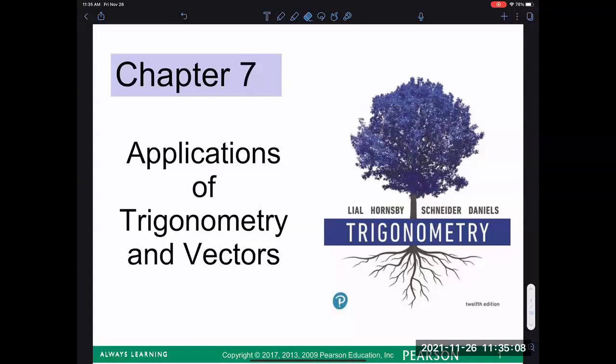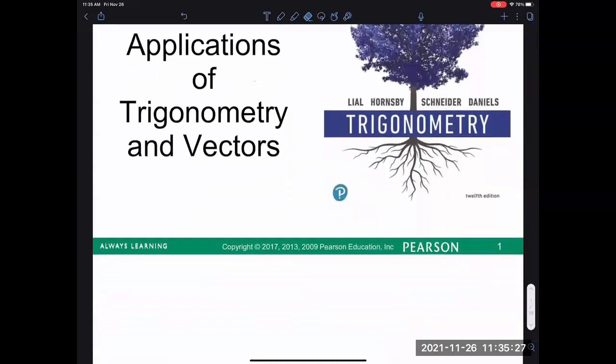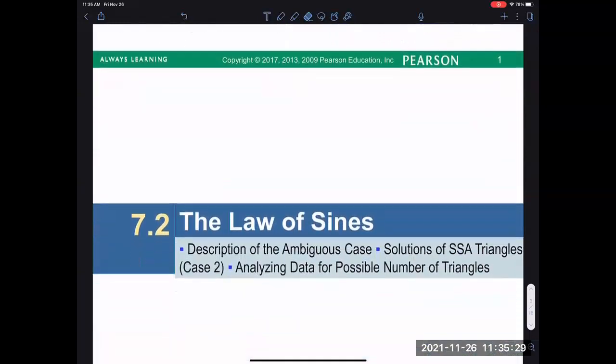Hello, students. So we are in chapter 7, and in the first section of chapter 7, we introduced the law of sines, and we began using it to solve triangles when given information about the triangles. We're going to continue to do this in 7.2, which we're going to look at now.